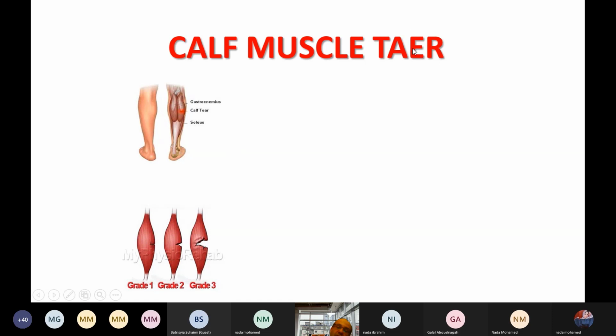Also, the patient with a calf muscle tear will give you a history of some trauma to the calf muscle. The trauma could be very trivial.